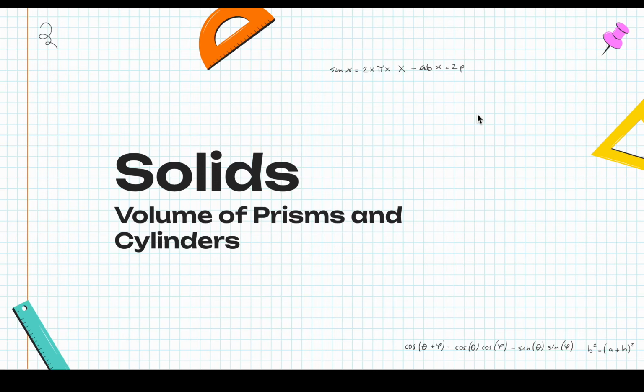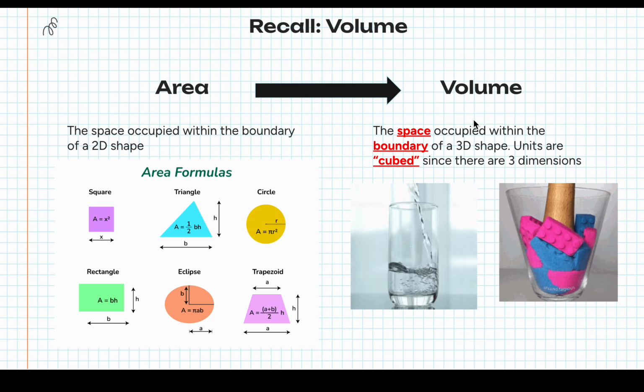What's up everyone? In this video we're going to be talking about finding the volume of prisms and of cylinders. So recall that volume is kind of like the 3D version of area. Area was the space occupied within the boundary of a 2D shape, and volume is the space occupied within the boundary of a 3D shape.